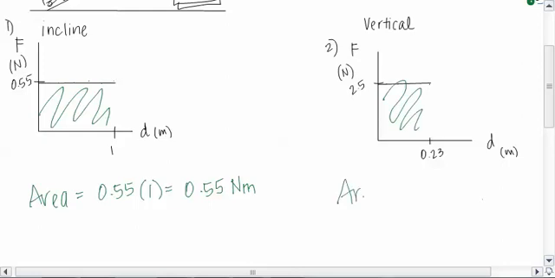So our area, our force was what? 2.5 times 0.23. So what's the area under that curve? 0.575. Would the units be the same? Newton meter? What do you think about these 2 values right here?